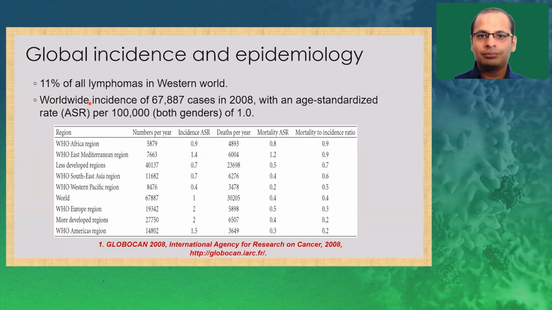It comprises around 11% of lymphomas in the Western world, with an age standardized ratio of around 1. Both genders are almost equally affected, although we see more male patients in our scenario. Across the world, there is some regional variation in incidence, with higher incidence in the developed countries and far lower incidence in African countries, with the least seen in Western Pacific regions and Southeast Asia. However, the mortality is higher in these developing countries and least in the developed countries.